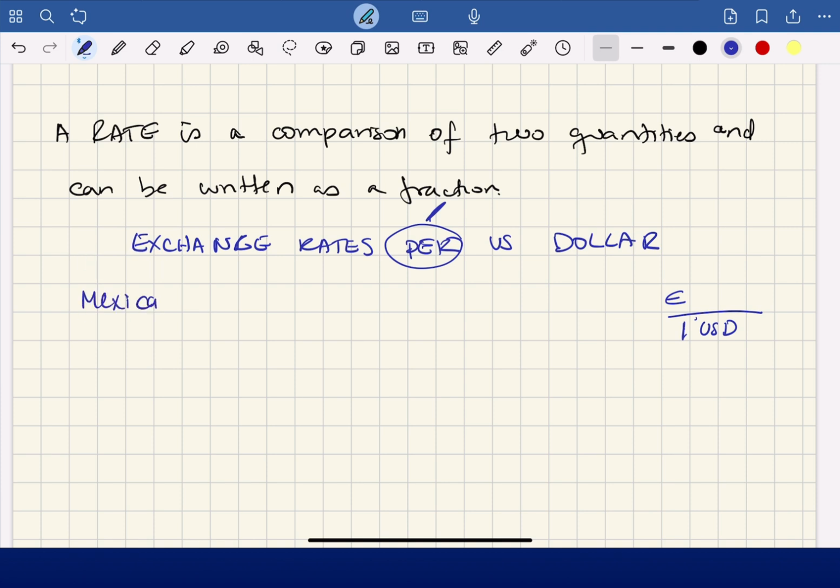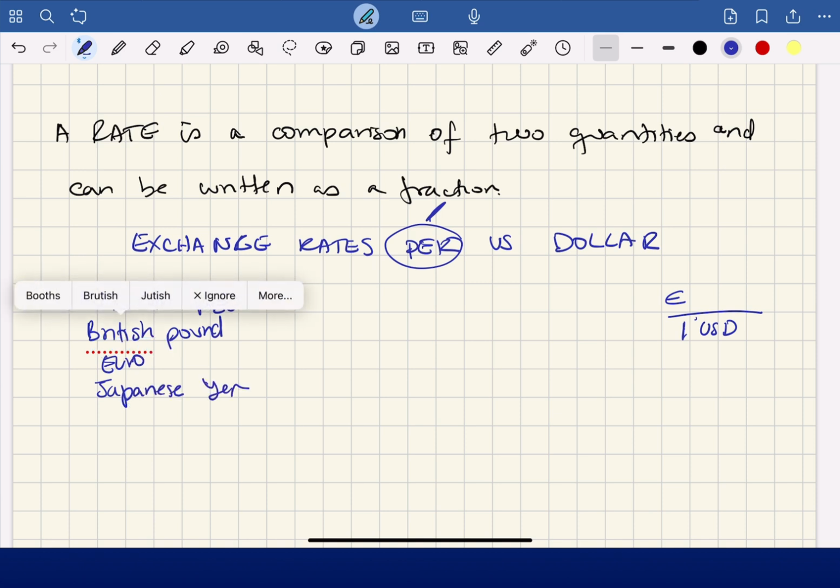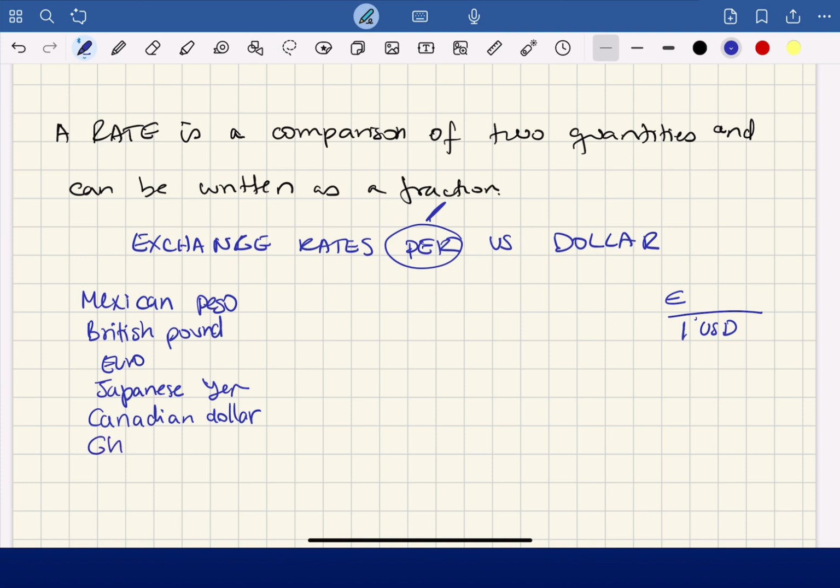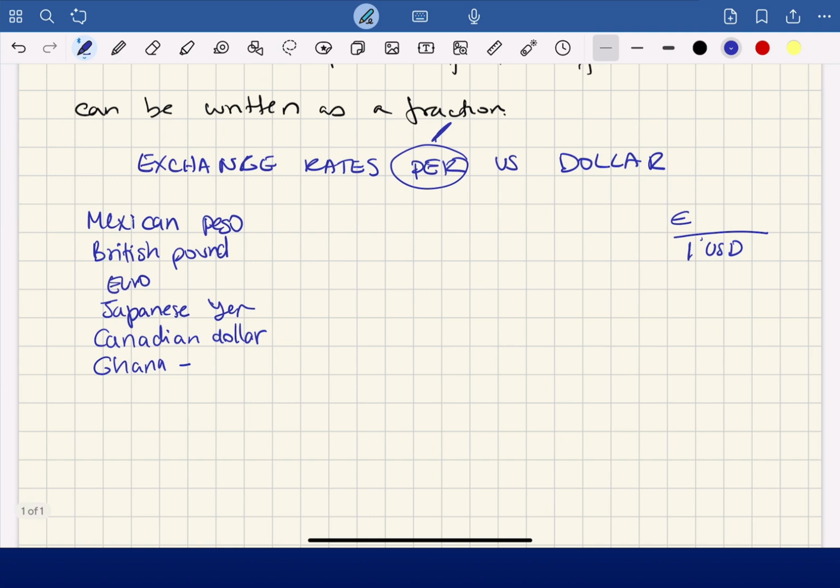After a little bit of research, we had come up with these currencies: the Mexican peso, the British pound, the euro, the Japanese yen, the Canadian dollar, the Ghana currency, I forget what the currency was, then the Korean won, and the Honduran lempira.